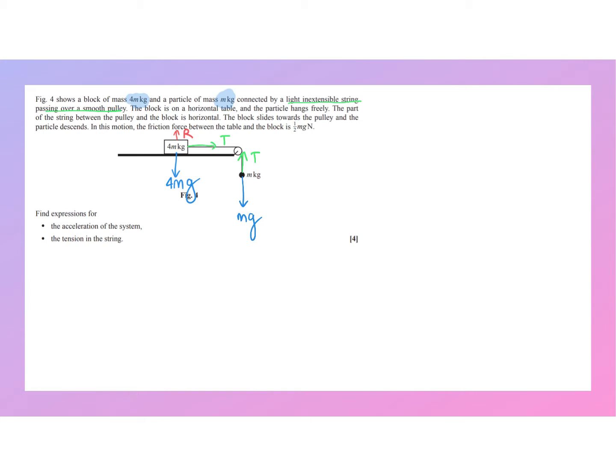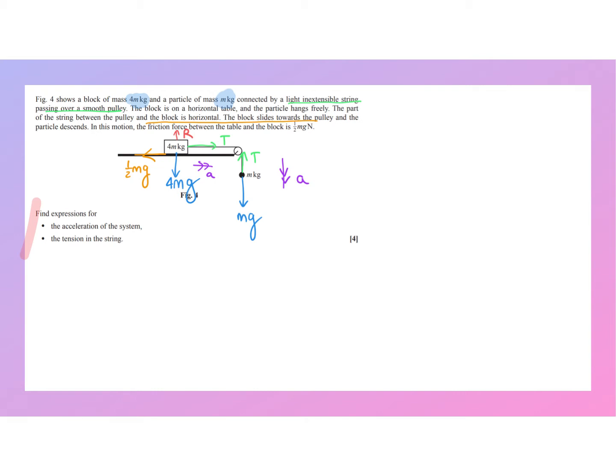The block is sliding towards the pulley, so it's accelerating to the right like that, and of course the particle is accelerating down with the same acceleration like that. The particle descends. In this motion, the frictional force between the table and the block is a half mg newtons. So the block is moving to the right, which means friction will be opposing this motion, a half mg. And we have got to find expressions for the acceleration in the system and the tension in the string.